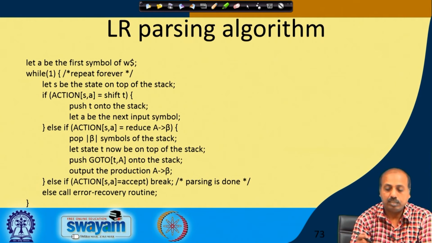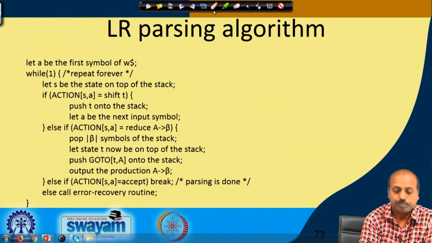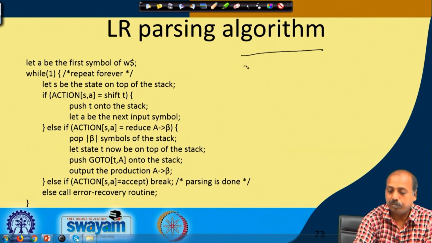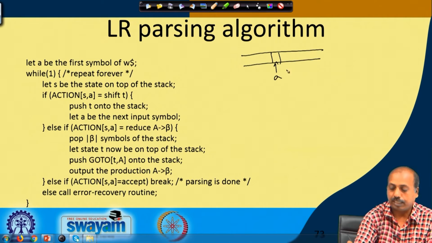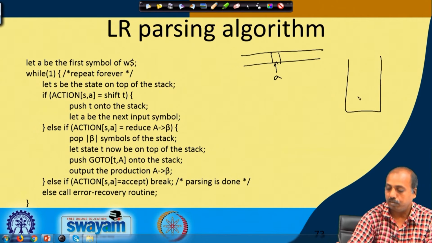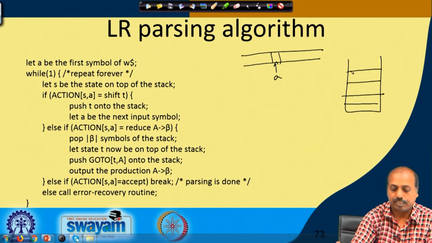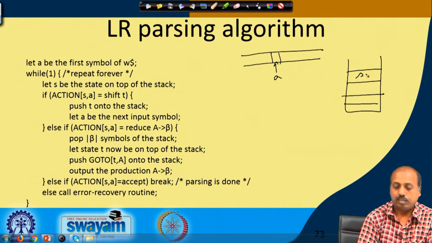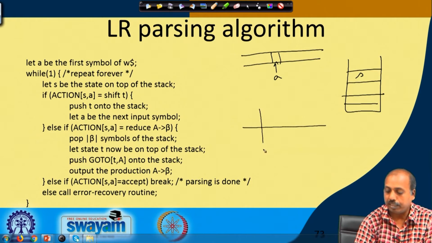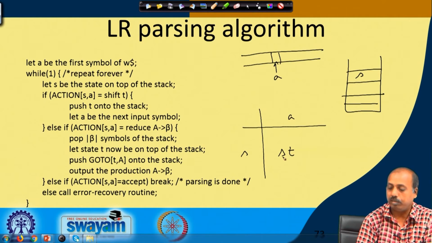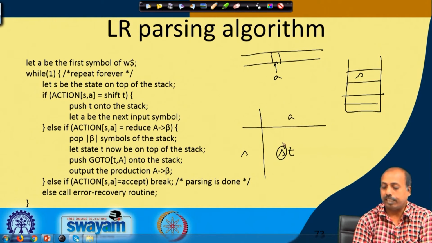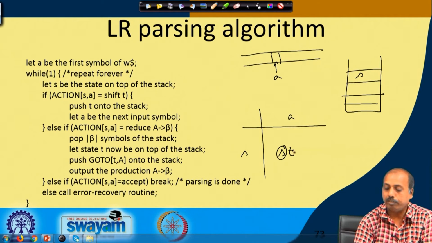So, what does it mean? If this is the input, at any point of time, suppose this is the symbol A that we have, and on the stack we have got the states, and the current state is say S. Now, it will consult the parsing table for the state S and input A, and if the corresponding entry is shift T, we will represent it normally by S T. So, this part identifies that it is a shift action. It will do a shift operation and the new state will be T.